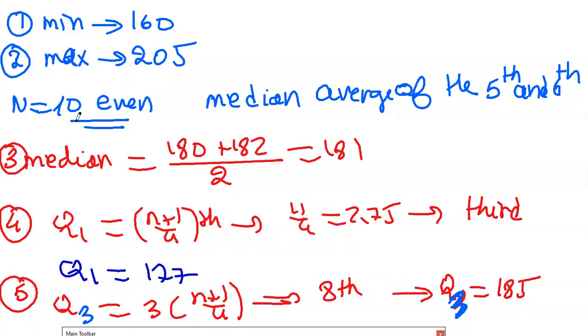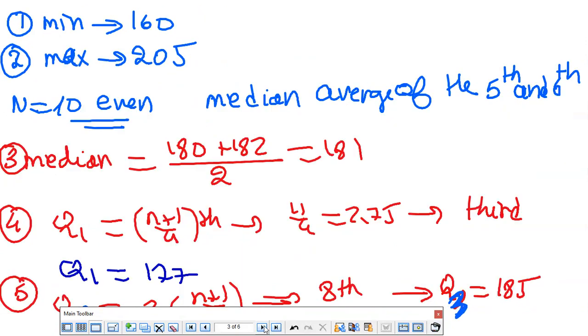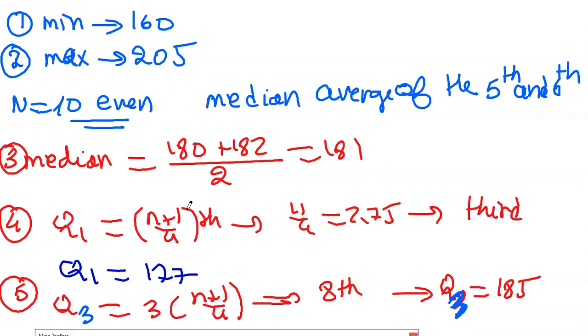Now, what's going to be the median? If I have 10, here it's even. It means the median will be the average of the fifth and the sixth, because it's 10 over 2, 5 and the 6. The best way to look at it is to look at the cumulative frequency. This is the fifth and this is the sixth value. So it's 180 plus 182 over 2. So it's 181.